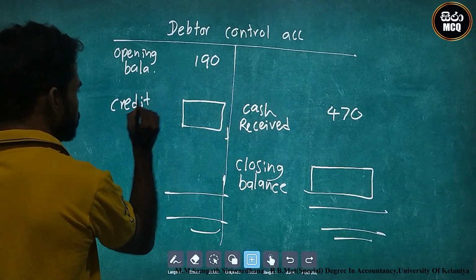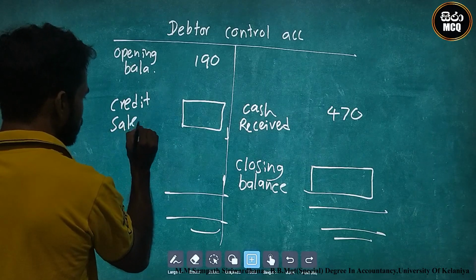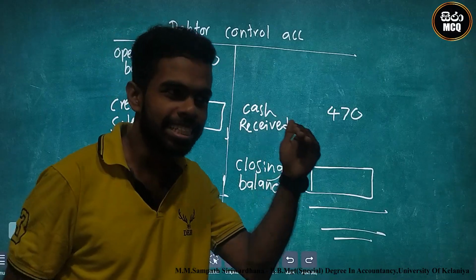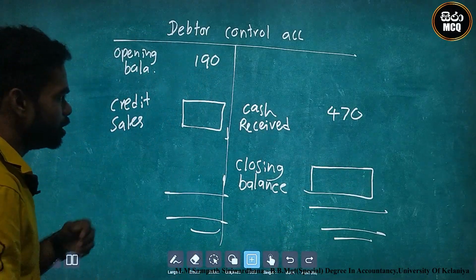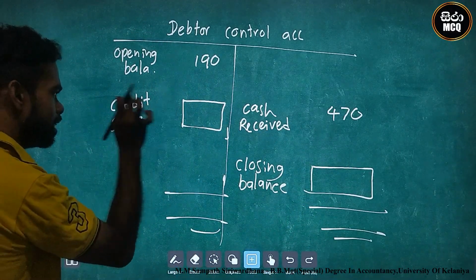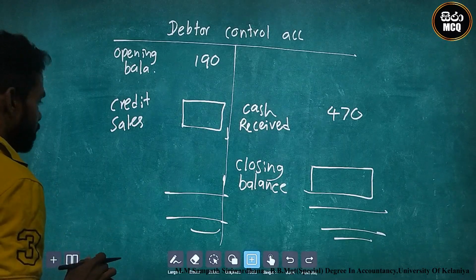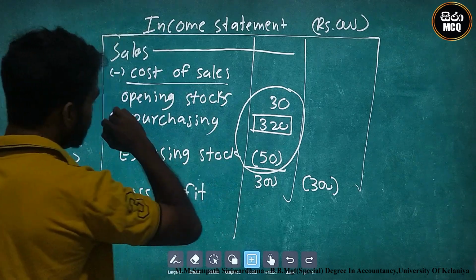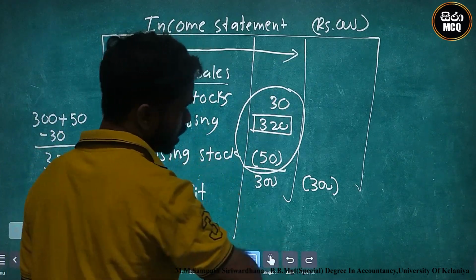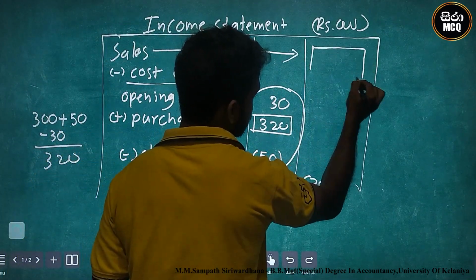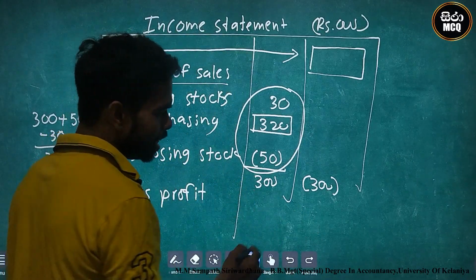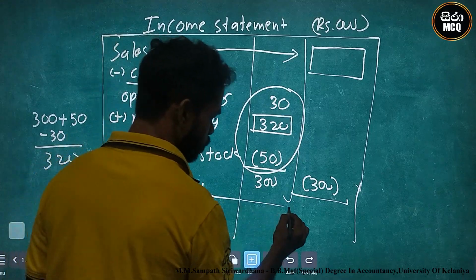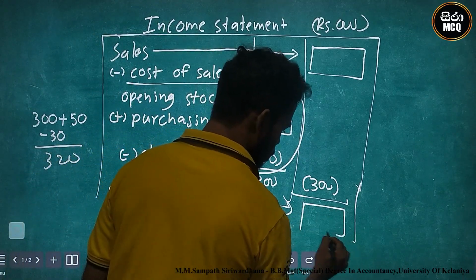Credit sales. You don't know credit sales. What is the double entry of credit sales? Sales credit, debtor control debit. You should be identifying sales credit. So credit sales. Look here, sales is there. You should identify the sales. Sales is related to cost of sales and what is this? Gross profit. You don't know gross profit.